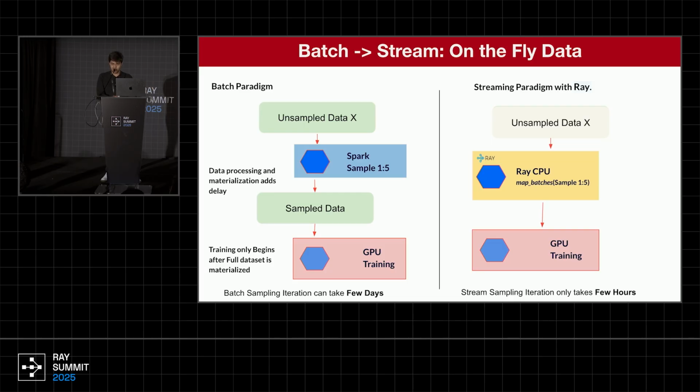The streaming paradigm is, however, slightly different. So once the unsampled data set is generated, we don't generate another sampled data set that we materialize. We directly rewrite this sampling workflow as a Ray UDF, and we just use it at the time of training. So the training can begin right away. So trying any new sampling iteration reduces from a few days to a few hours.